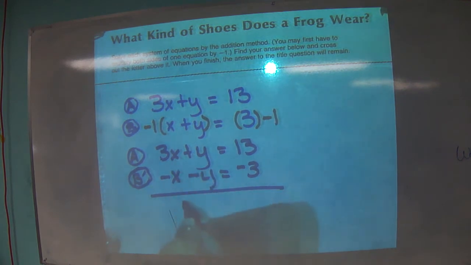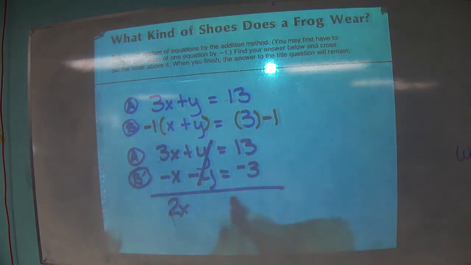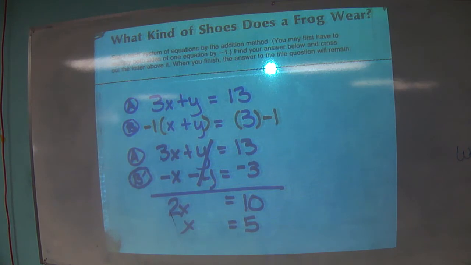So 3x minus x is? 2x. Your y and your -y go away. 13 minus 3? 10. What's x? 5. X equals 5. Do you always have to divide by 2 and show all those steps, or can you do that in your head? Yes, I can do that. Awesome. Do it then.